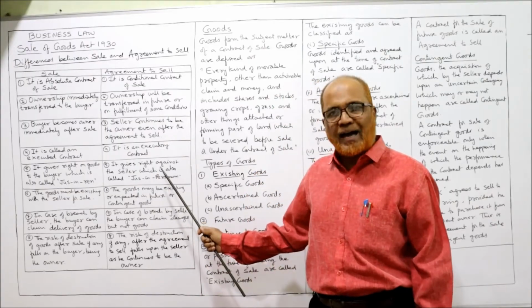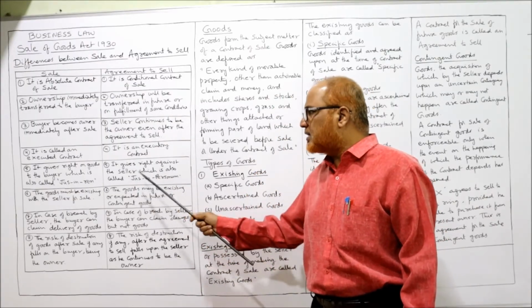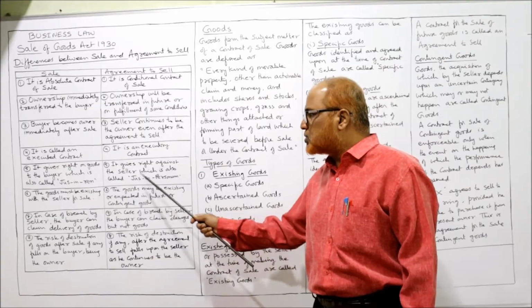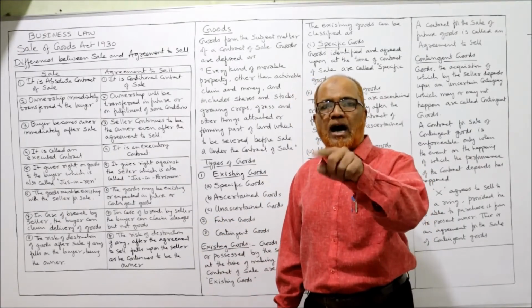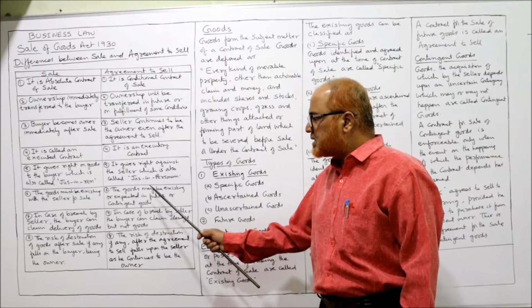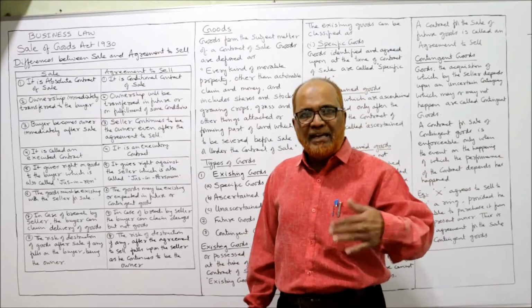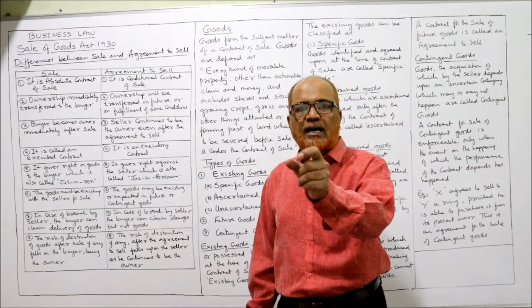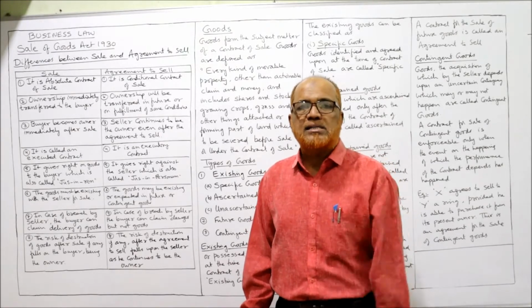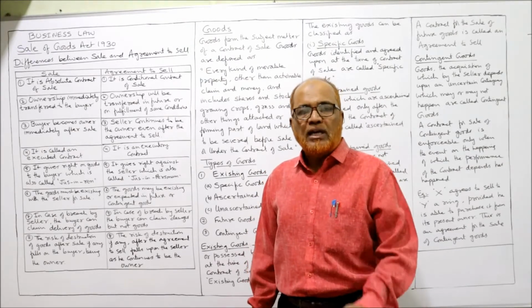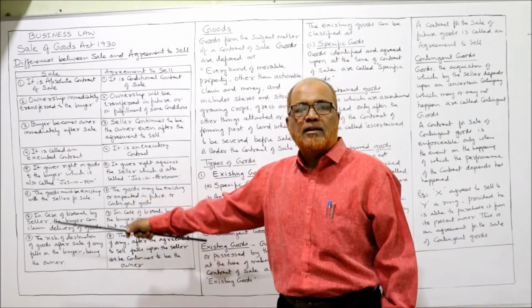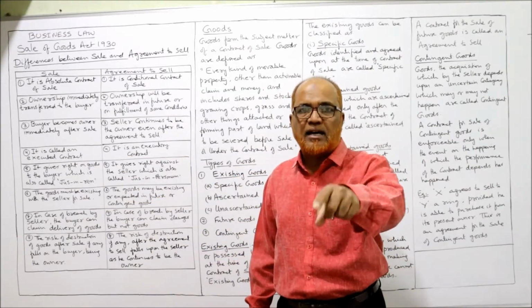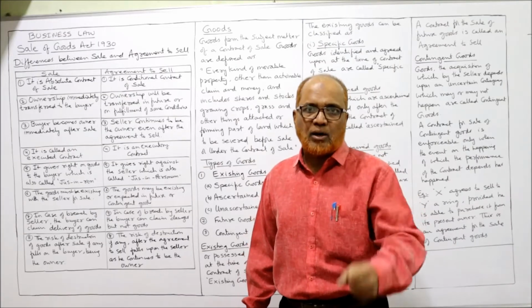In case of agreement to sell, it gives a right against the seller, which is also called jus in personam. A right against a person. Jus in personam. The meaning of this is right against the person, not against the goods. So, if there is a violation in case of contract of sale, then the buyer will have the right against the goods. He can demand the goods.